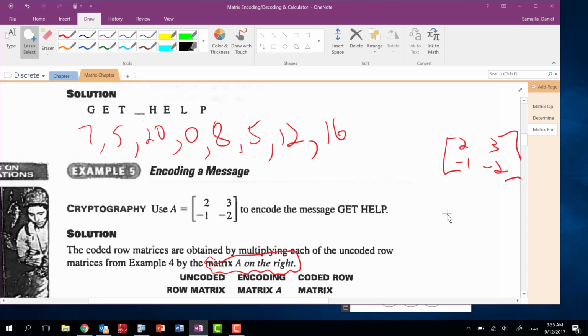All right. And now, what's this? What are the dimensions of this encoding matrix that I'm forced to use because they told me to, because that's the rules? Without rules, there's anarchy. All right? It's a 2 by 2.